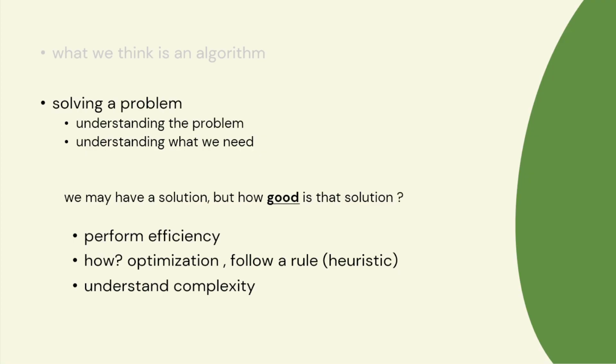So we can have a solution to a problem. But how good is that solution? Here we start looking at how we might perform an algorithm efficiently. So we might look at how we might optimize something, how we might make it the best. If that's not possible, we might need to follow a rule, which is called a heuristic approach. So to really understand this, we need to understand complexity, how simple or hard the problem is, and how efficient our solution is. What do we mean by that?